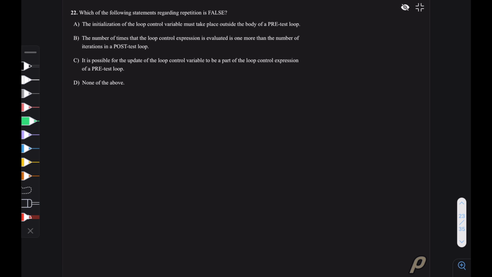Moving on to question number 22. Which of the following statements regarding repetition is false? A, the initialization of the loop control variable must take place outside the body of a pretest loop. Okay, first off, what is a pretest loop? A pretest loop is something like a for or a while loop. Basically, we test the condition before the first loop.